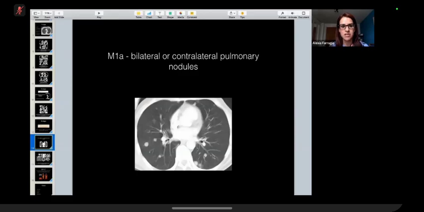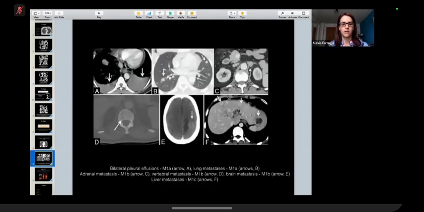So let's see some pictures. M1A, bilateral or contralateral pulmonary nodules would infer an M1A stage. On these multiple images, in the first image, image A, we can see bilateral pleural effusions. If these were malignant on cytology, then this would be an M1A tumor. Lung metastasis, bilateral lung metastasis in image B is also M1A.